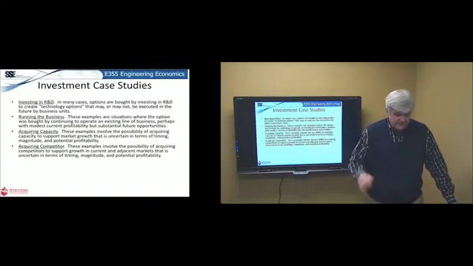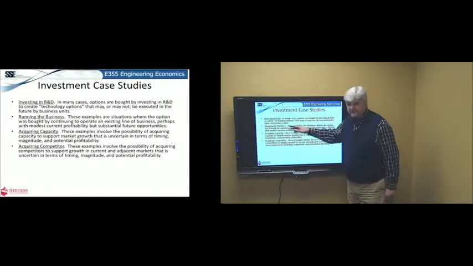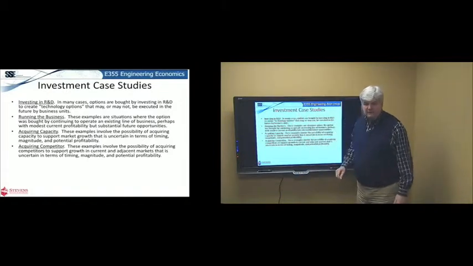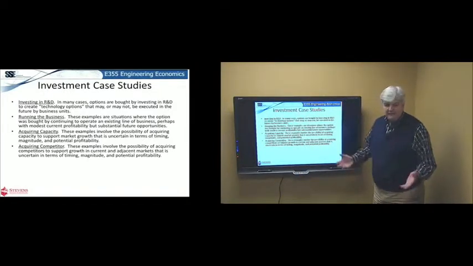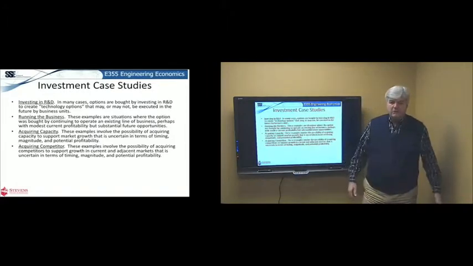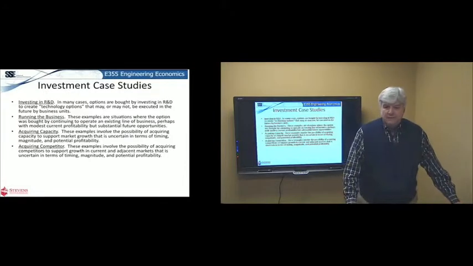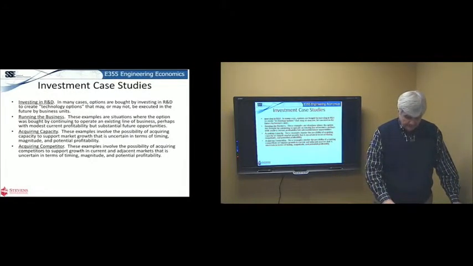Many of the case studies involve investing in R&D. Some involve just running the existing business, and you're creating option value just by staying in that business. Some involve acquiring capacity, manufacturing capacity, for example. And in one case, it was actually much more reasonable to acquire a competitor rather than to try to create technology to work around their patents.